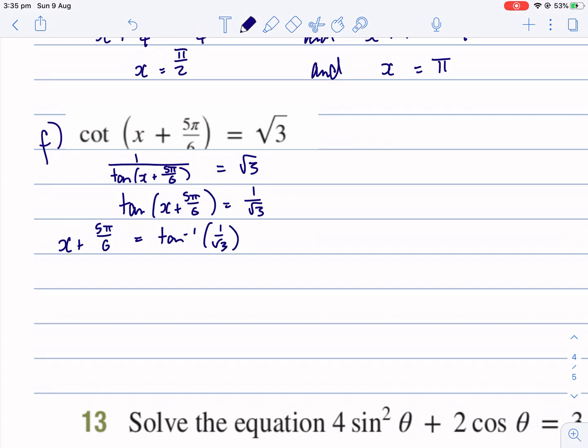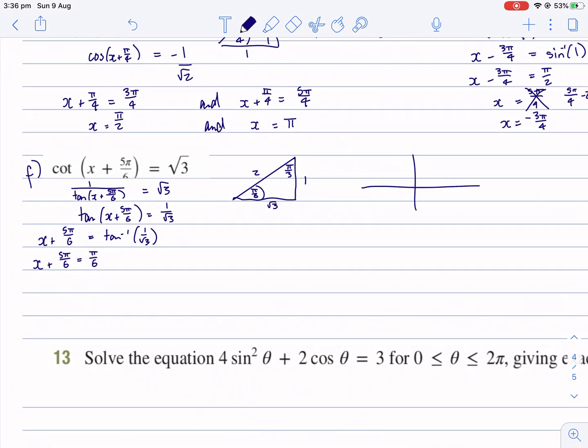Now that is one of our special triangles. So we've got pi on 6, 1, 2, root 3, pi on 3. For tan to come out as 1 on root 3, we must be pi on 6, so 30 degrees. The other value for tan that would have given us that, so we're pi on 6 down here. So that's pi plus pi on 6. So that's 7 pi on 6.